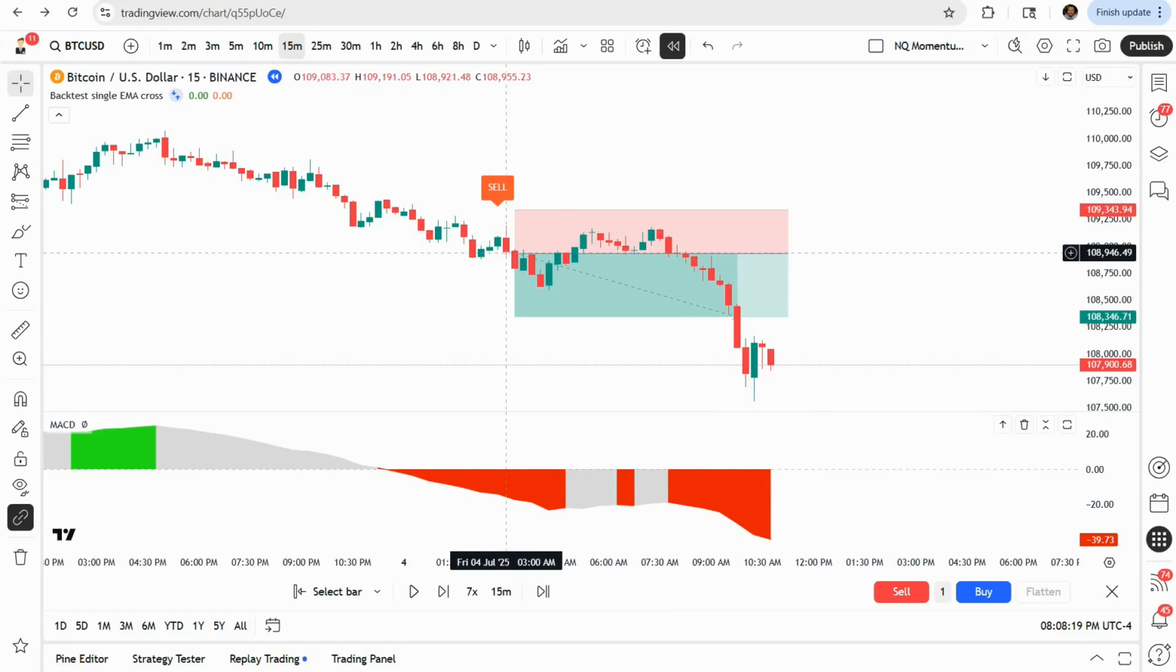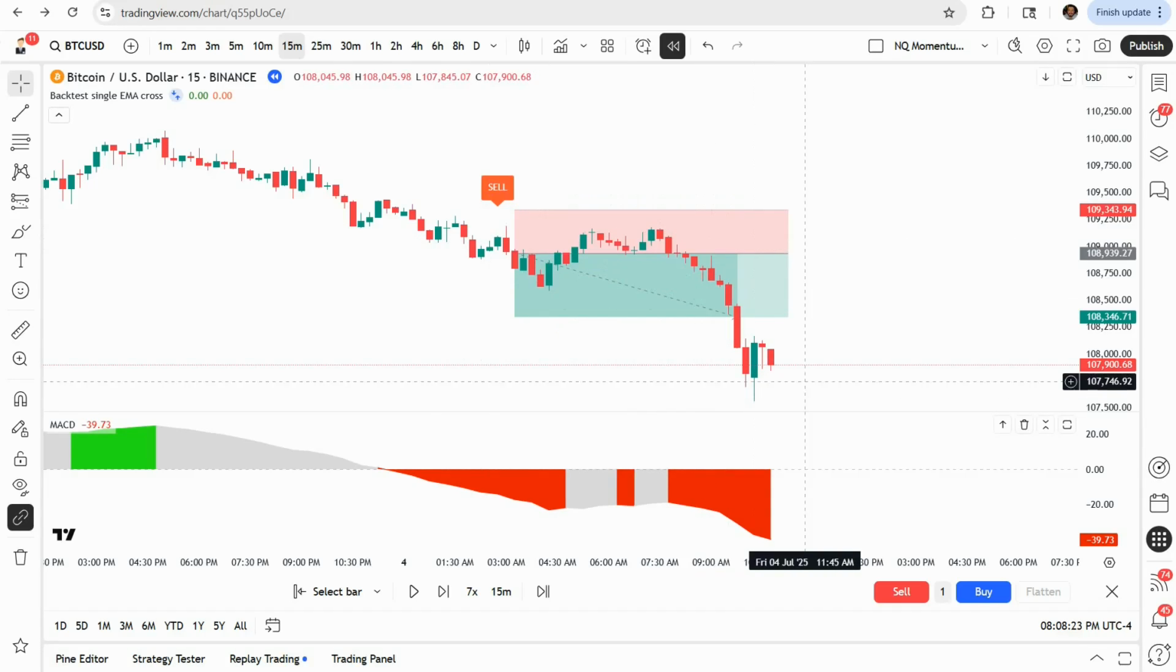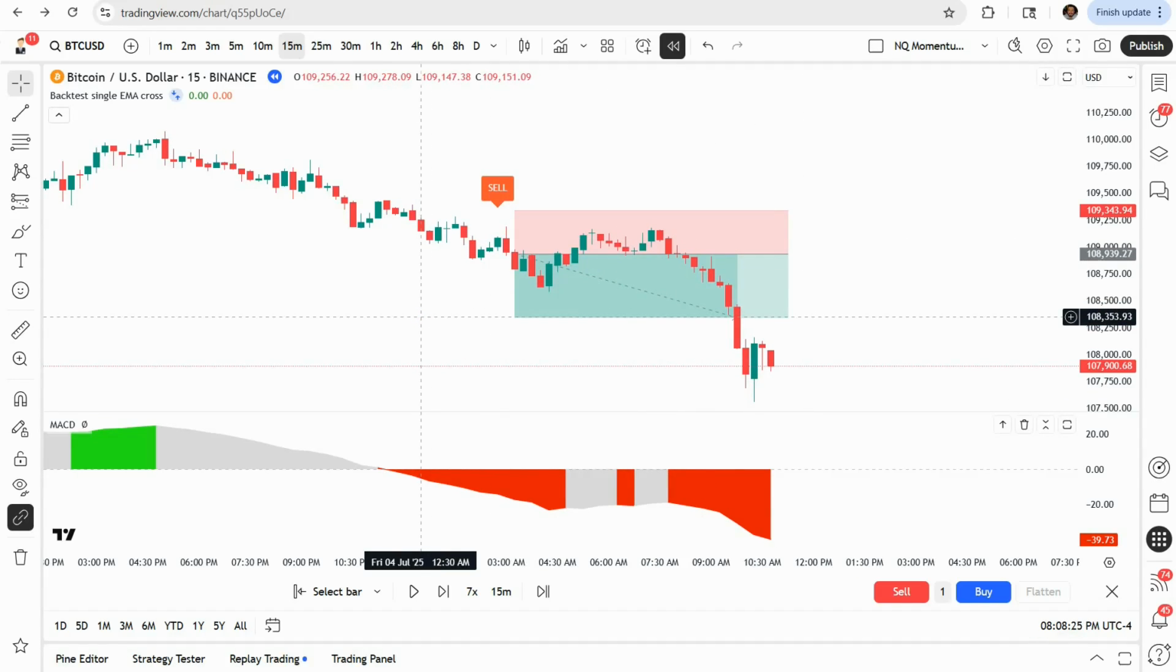You can see that we make this push to the downside, we pull back up, run into consolidation, then this nice push to the downside, getting us to our take profit.